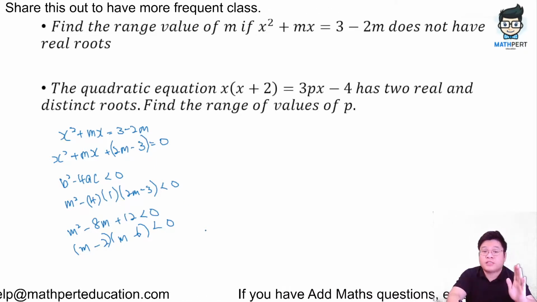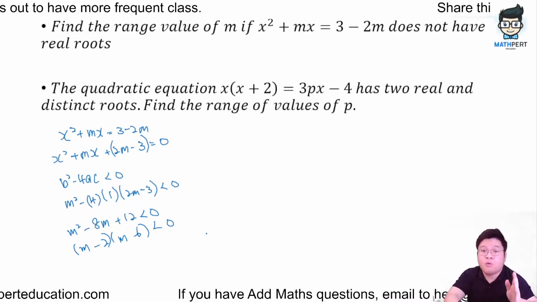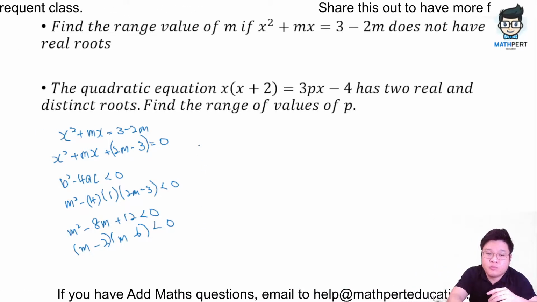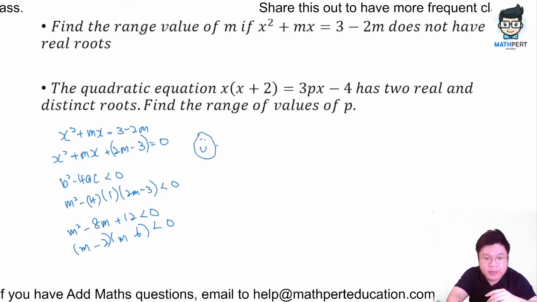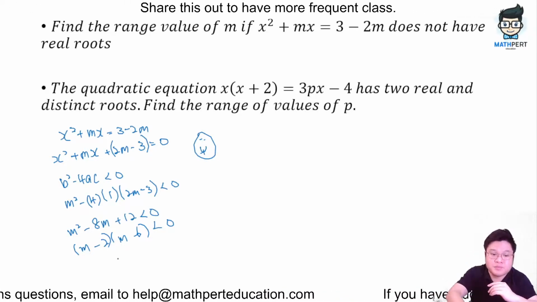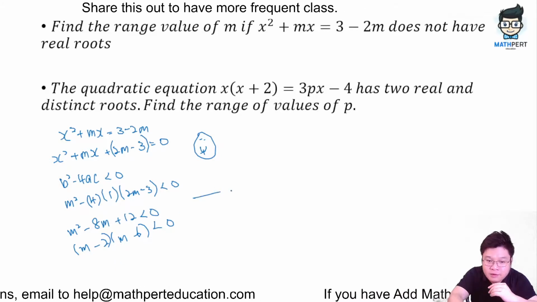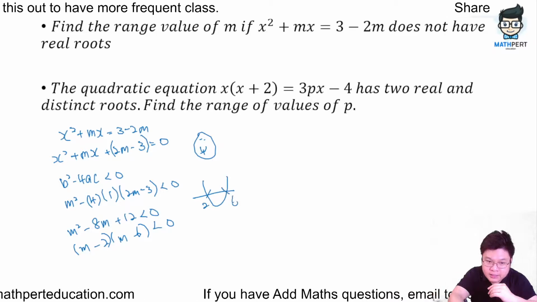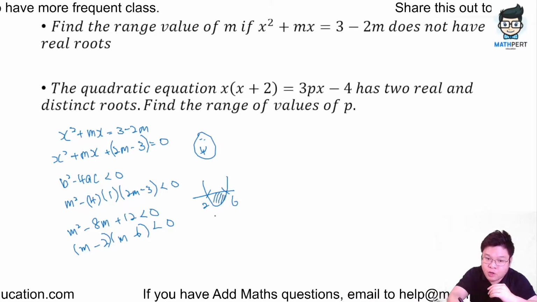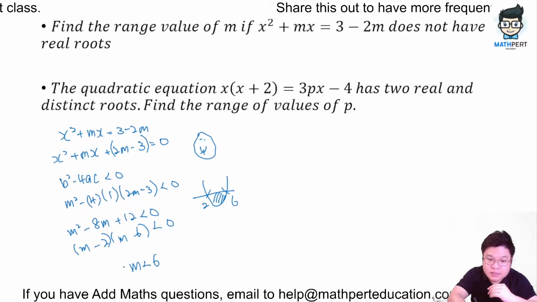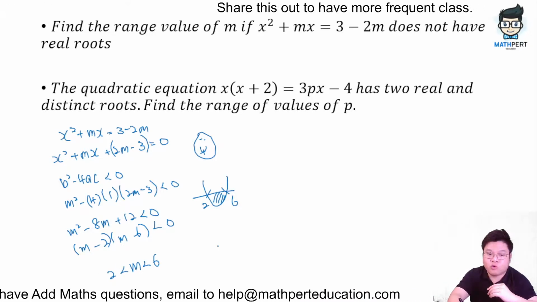So 6 and 2, negative. What is the coefficient of x squared? 1. It is positive, more than 0, so you feel happy. So it is a minimum. The graph looks like this, with 2 and 6. Less than 0, below here. So that means m is greater than 2 and less than 6.